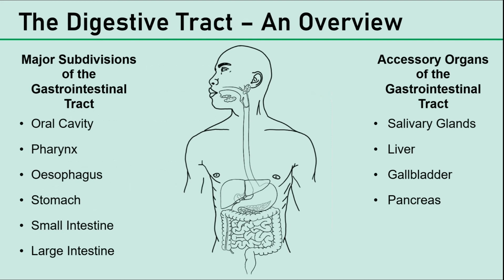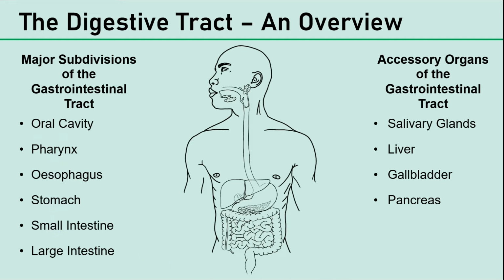So as an overview of this digestive tract, we have two large groups of organs. We have the major subdivisions of the gastrointestinal tract, and these are organs or cavities which are in direct contact with the foodstuff that we are consuming. So these are things like the oral cavity, the pharynx, the esophagus, stomach, and both the small and large intestines.